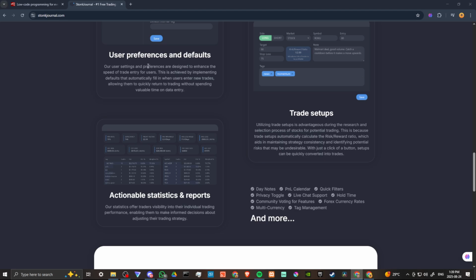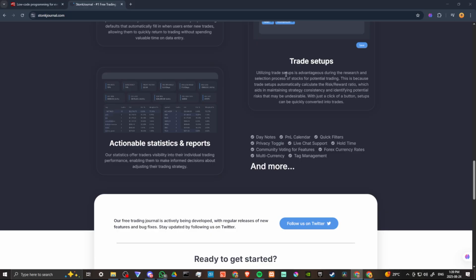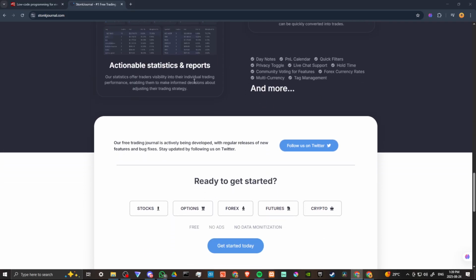Our user settings and preferences are designed to enhance the speed of trade entry for users. Trade setups. You can utilize trade setups, which is advantageous during research and selection process of stocks for potential trading. Got actionable statistics and reports and more.